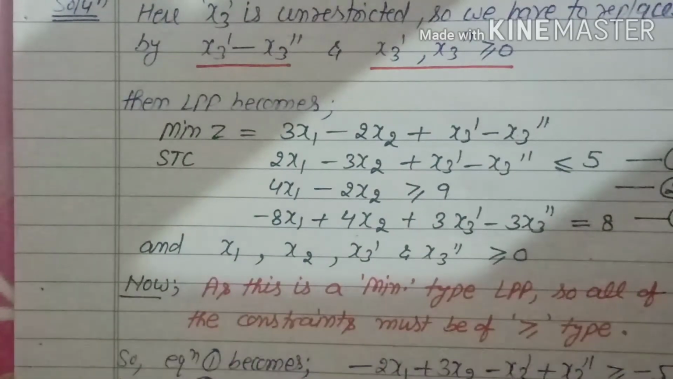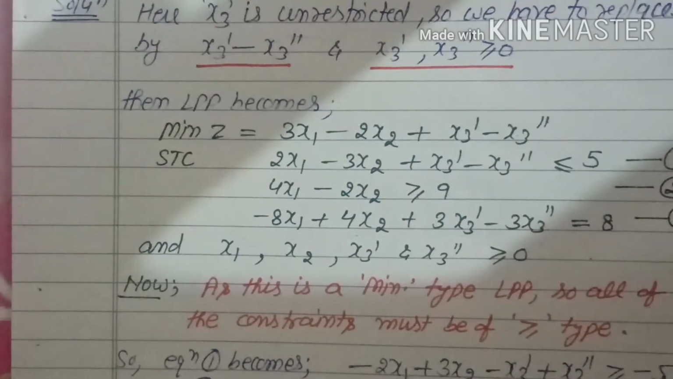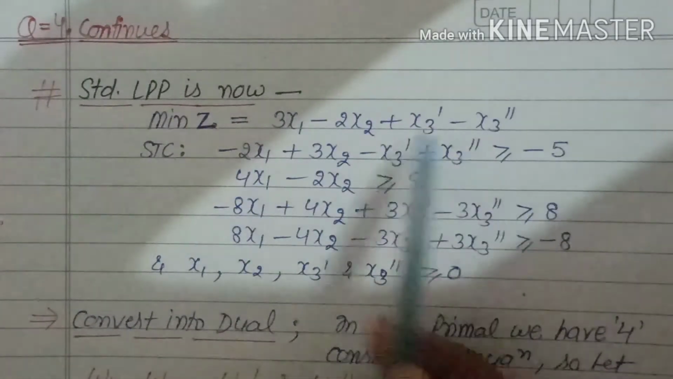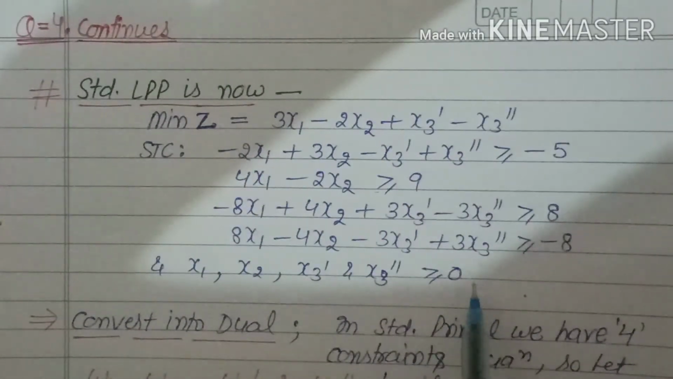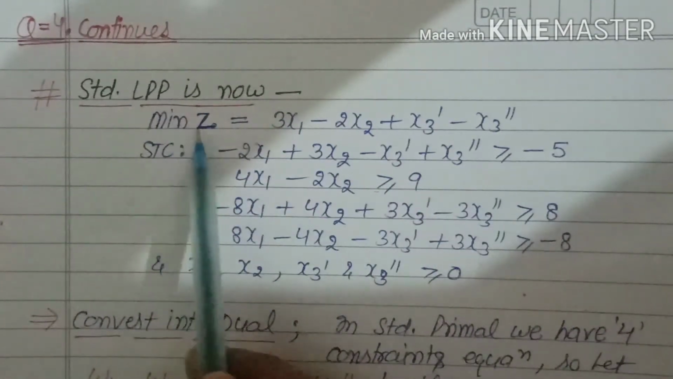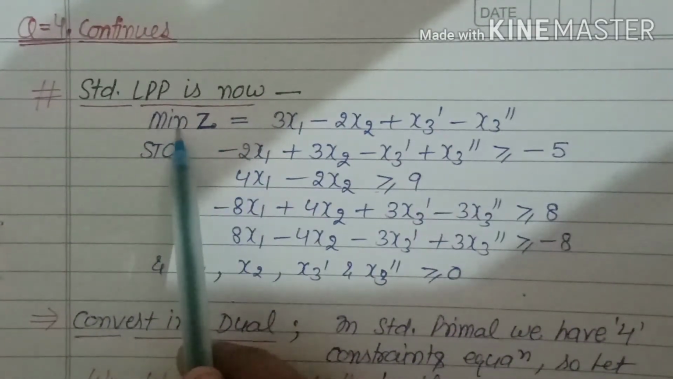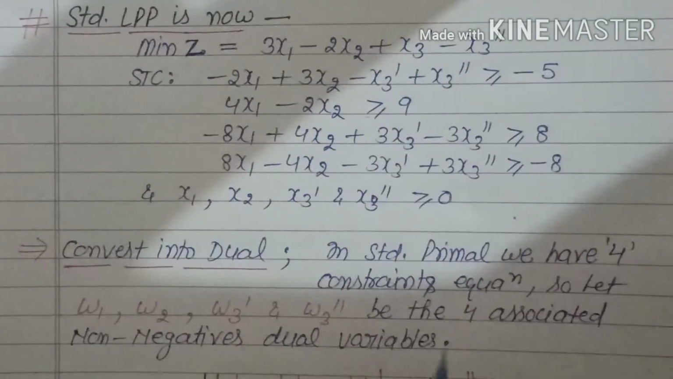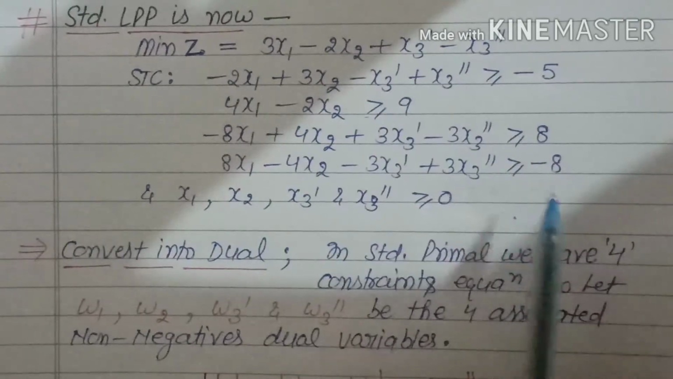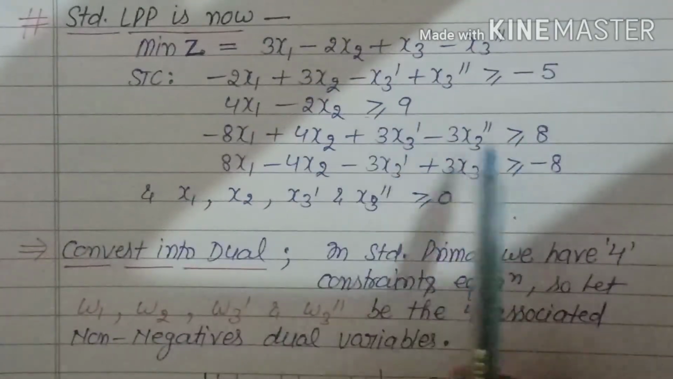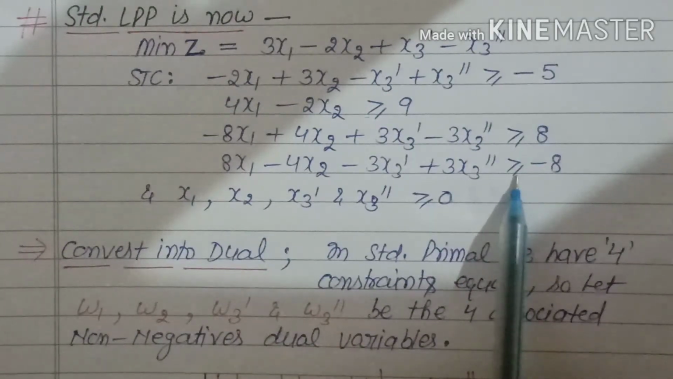So let us write the standard LPP now. You will see that this is the final standard LPP. All the constraints are now as per the minimization type objective function. Now for converting this into the dual, we have to check the number of constraint equations. Here you will see that 1, 2, 3, 4 are the constraint equations.